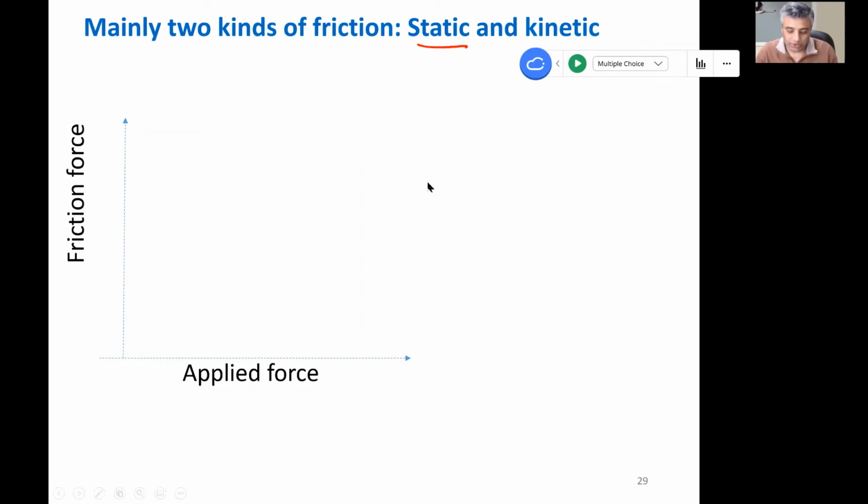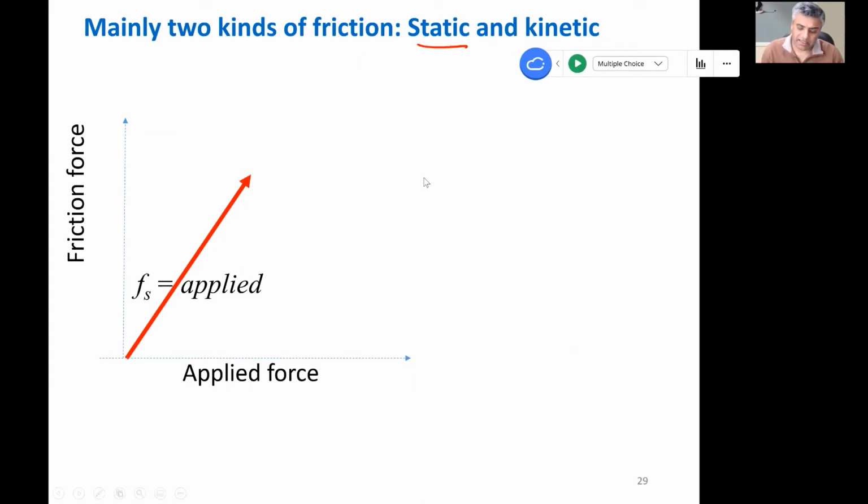So if I were to draw a graph, this is how it looks like. You apply force. If it increases, what happens? The opposing force is increasing. So they are, one by one, equal and opposite. It's like the action and reaction there, okay? Applied force is equal to friction force. Now, what happens?